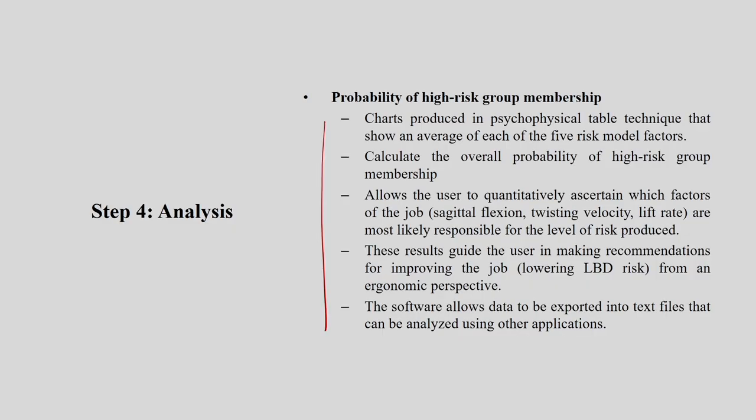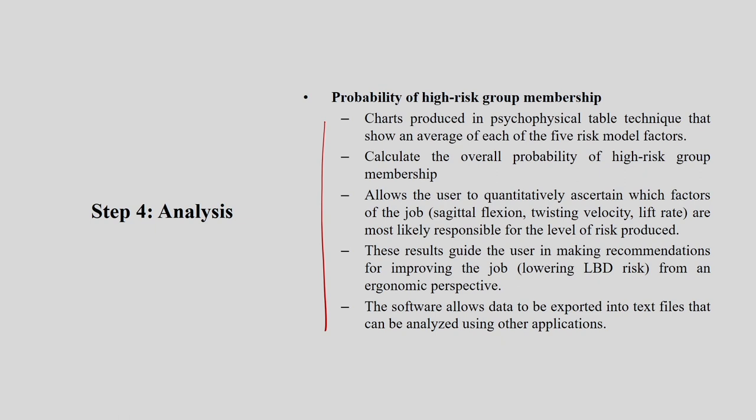It allows the user to quantitatively ascertain which factors of the job. Is it sagittal flexion? Is it twisting, twisting velocity, or the lift, or anything else? Which ones are most likely responsible for the level of risk produced while doing this particular job? That is very important information that you are going to get. So this component of the analysis is very, very important. These results guide the user in making recommendations for improving the job from an ergonomic perspective.